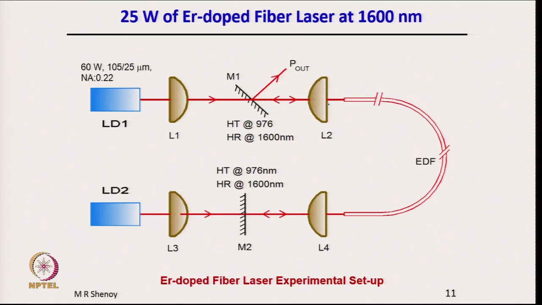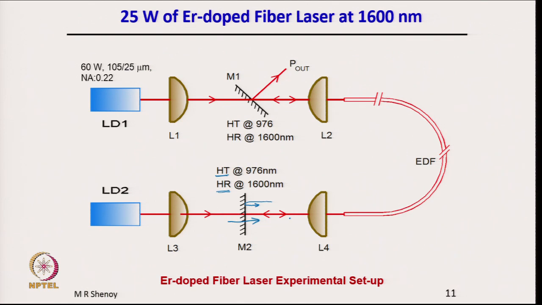So, this is the bulk version of the fiber laser, where you have a dichroic mirror. The pump is at 976 nanometer. It is highly transmitting, which means all of the pump passes through the mirror, but we need a cavity, and therefore, at the laser wavelength 1600 nanometer it reflects back, because it is highly reflecting. This is high reflecting, high transmission, high reflection.